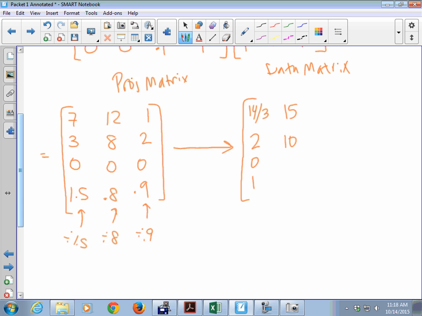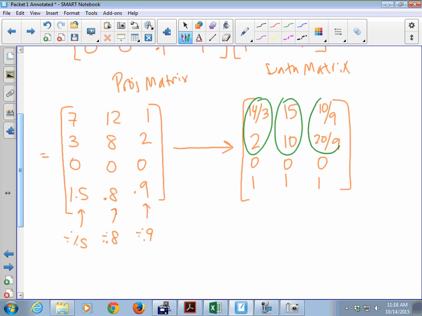15, 10, 0, 1. If I divide every entry in this column by 0.8. And then the third column, divide every entry by 0.9, and you get 10 ninths, 20 ninths, 0, 1. So these are the coordinates of my three-dimensional points. This is where they land on a two-dimensional screen.